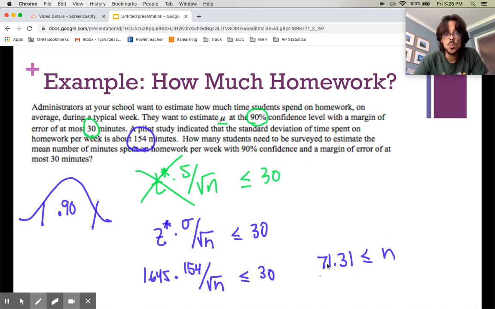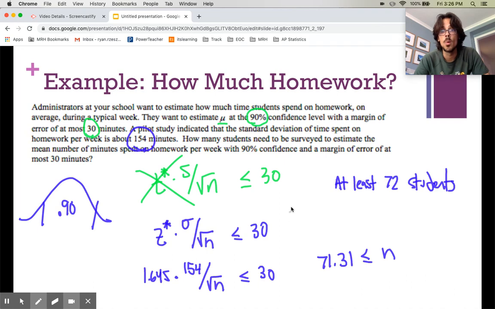And then remember, you will never give me a decimal for this. These are people here. Always bump it up to the next whole number. They need at least 72 students to get a margin of error of no more than 30 minutes. So that is the end of chapter 8.